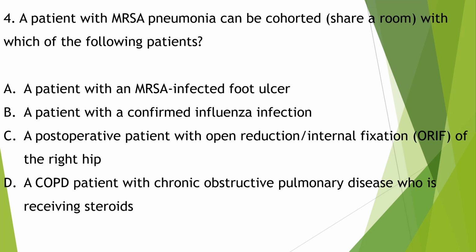So here the patient has got MRSA pneumonia. So this patient cannot be in a room with a post-operative patient or a COPD patient with steroids because there is a risk for the other patients to get this infection. And this MRSA foot ulcer patient cannot be grouped together with a patient with MRSA pneumonia because the foot ulcer patient does not need droplet precaution. So here from these four patients, this MRSA pneumonia patient can be cohorted with a patient with confirmed influenza infection.